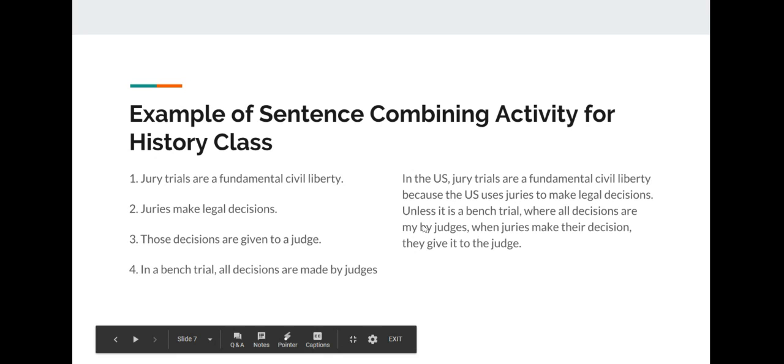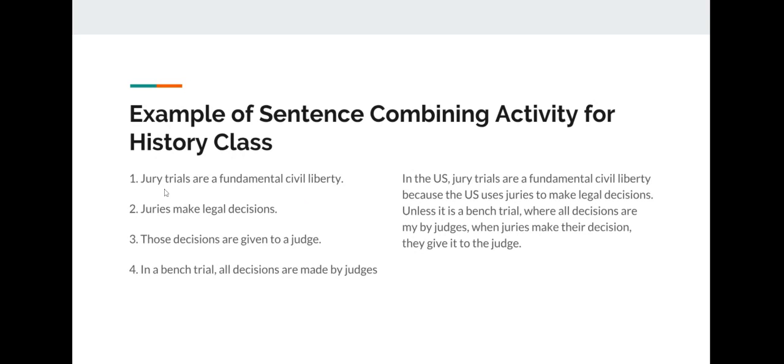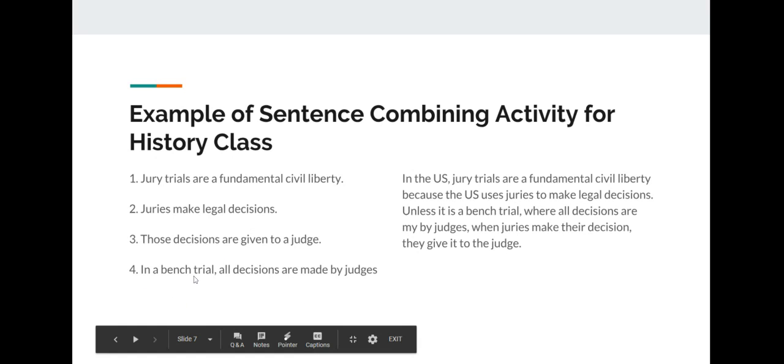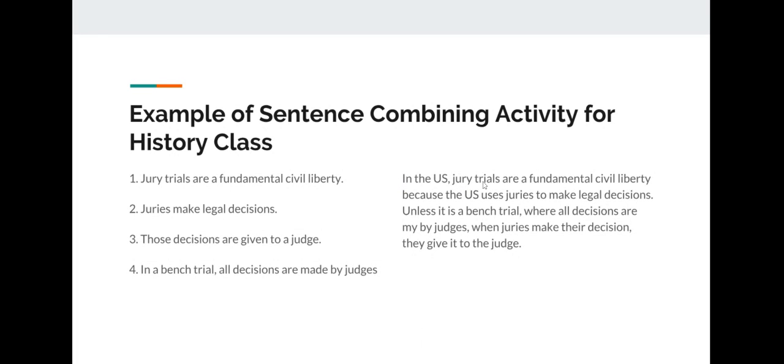So I have one example here, again, pertaining to history. So my 4 sentences are: jury trials are a fundamental civil liberty. Juries make civil decisions. Those decisions are given to a judge. And then finally, in a bench trial, all decisions are made by judges. So then I took those 4 sentences and I wrote, in the US, jury trials are a fundamental civil liberty because the US uses juries to make legal decisions.